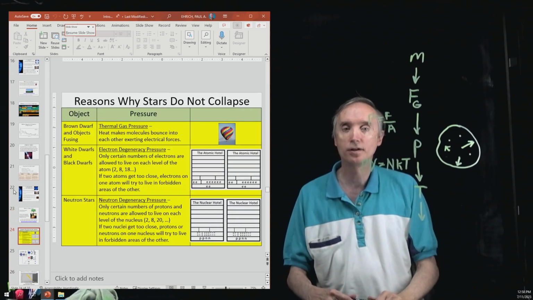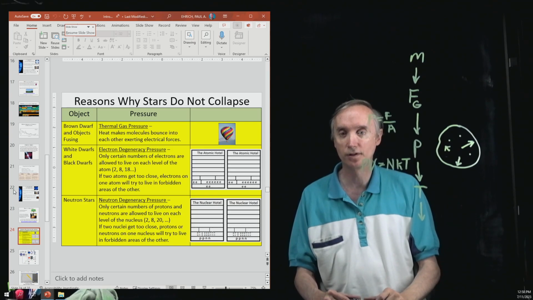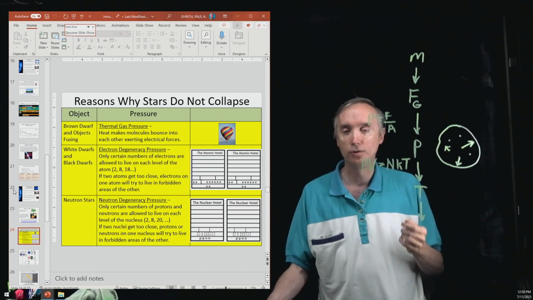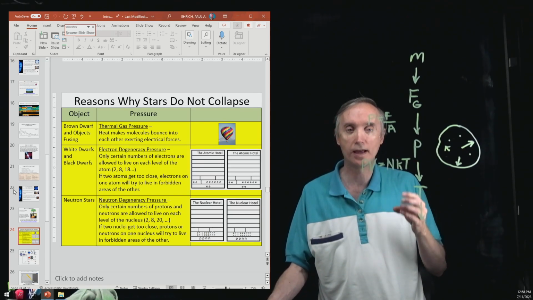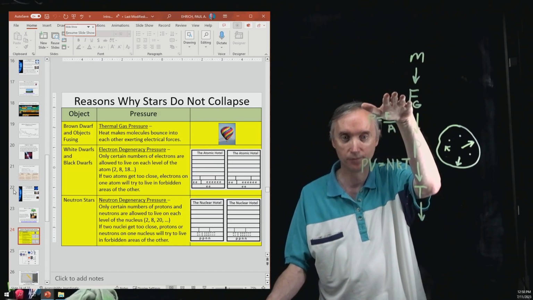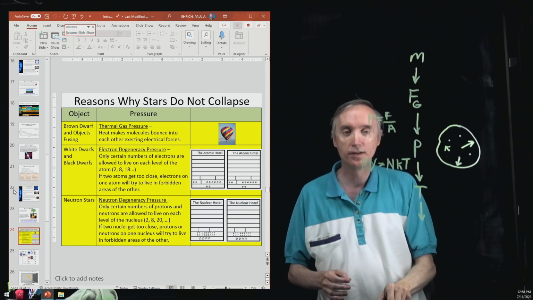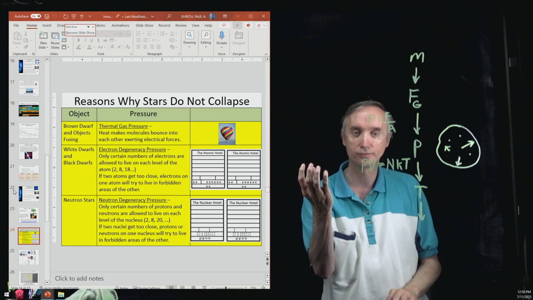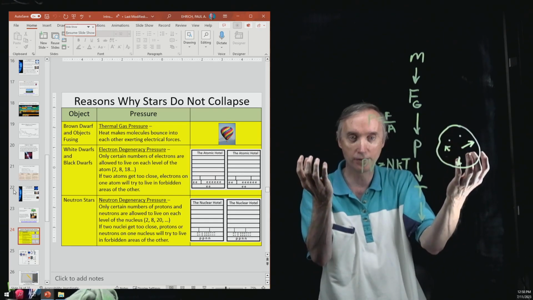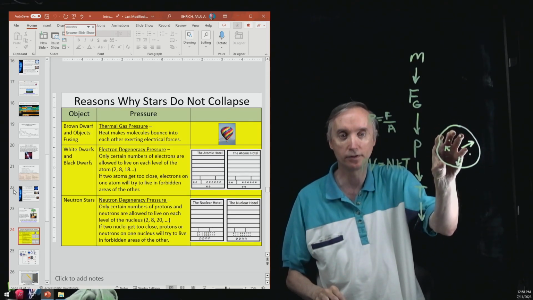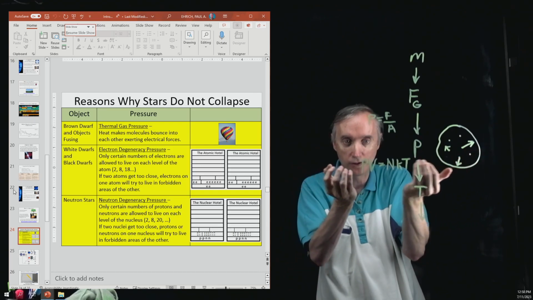Okay, so now we're talking about the electron degeneracy pressure, which is going to keep white dwarfs and black dwarfs from collapsing. And this gets back to the idea of the atomic hotel. When we talked about atoms, we said that an atom has different energy levels to it, different floors where the electrons live. So let's imagine that you've got one of these hotels and another hotel over here, and they're getting closer and closer together. So as this object here is collapsing, the atoms are getting closer together.